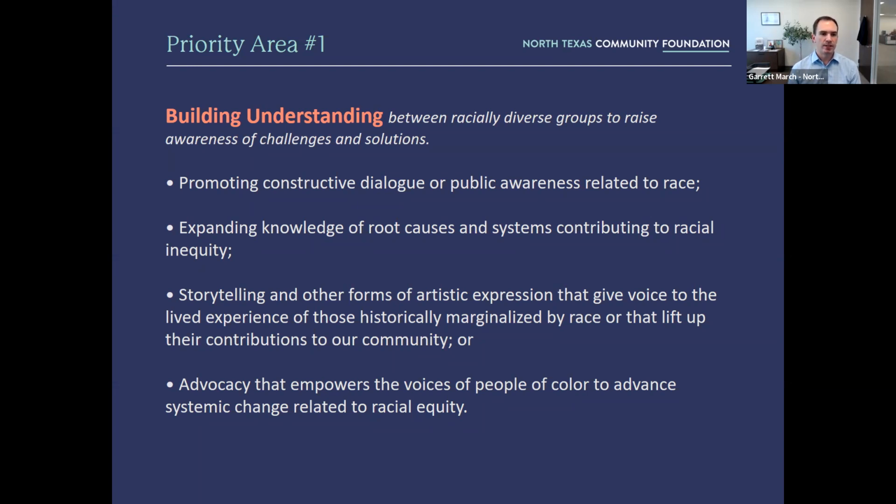So let's talk about our priority areas that Donna just mentioned. I'm going to dive into those a little bit more. Our first priority area is building understanding between racially diverse groups to raise awareness of challenges and solutions. So this is where we really want to get at helping build bridges of understanding across racial lines in our community. So many problems can be fixed when there's communication and when people are working together on solutions.